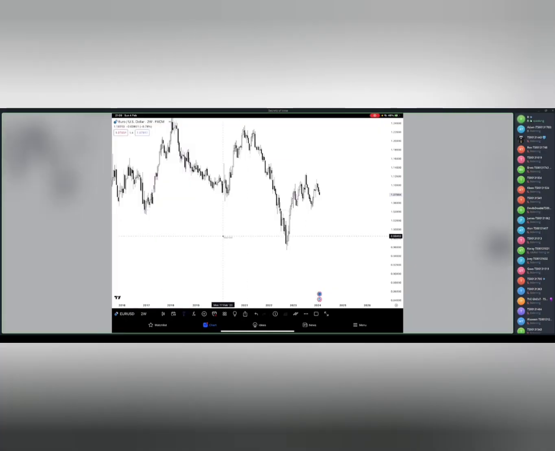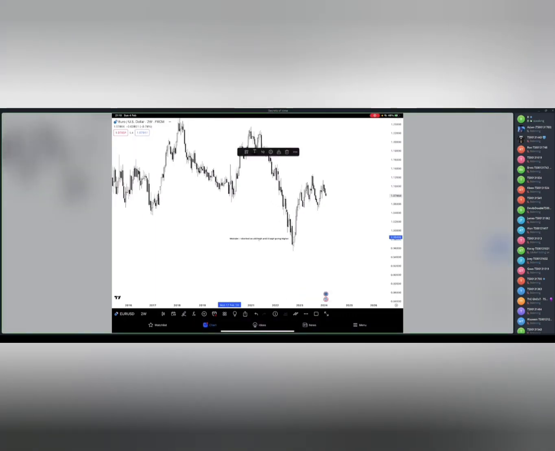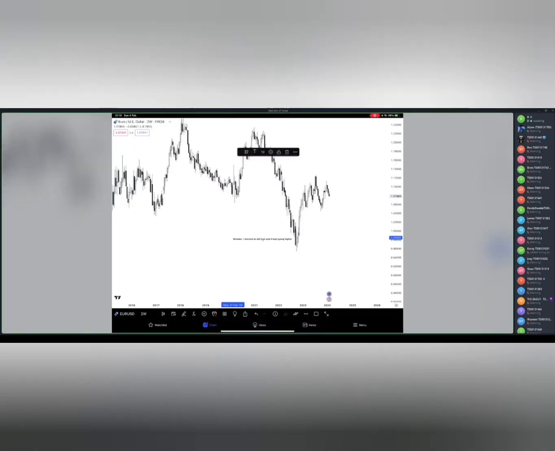So the mistake, or the sickness, is: I shorted an old high and it kept going higher. Very common mistake. If it happens to you, don't worry. It happened to me as well before I learned the intricacies of turtle soup. And it will happen to anyone trying to learn at the beginning. And it probably happened at least once to every single one of you in the stream.